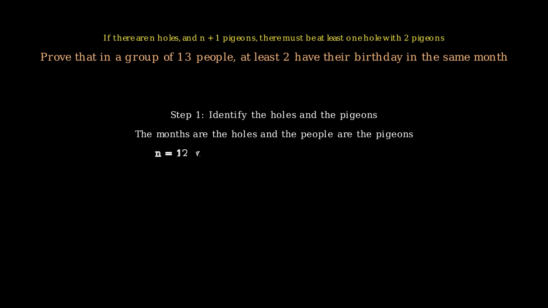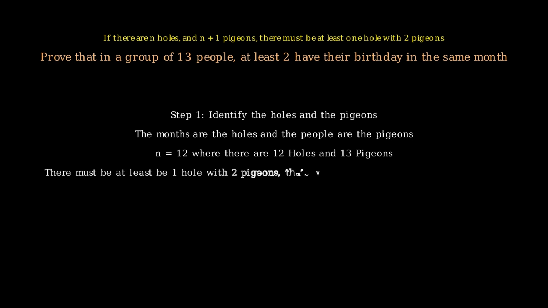We know that there are 12 months, so that means that there are 12 holes and 13 pigeons. Now the pigeonhole principle tells us that there must be at least one hole with 2 pigeons. We are actually finished with the question.